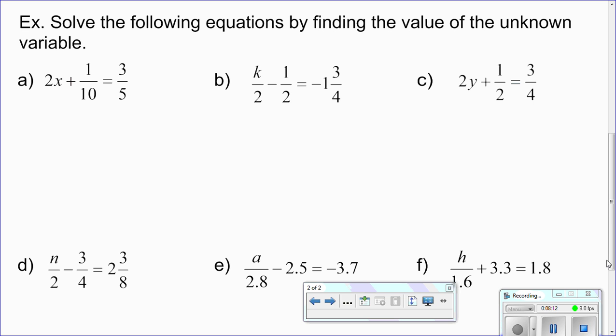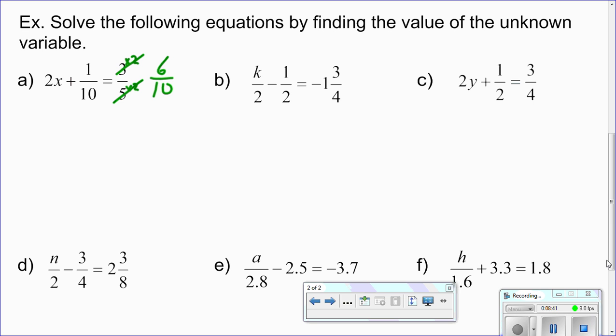Okay, so 2x plus 1/10 equals 3/5. I'm going to solve this one as fractions. I'm noticing that the denominator is 10, so I'm actually going to change the 3/5 into a denominator of 10. So I'm going to multiply by 2 and get 6 out of 10. Okay, so 2x plus 1/10 equals 6/10. Same value, equivalent fraction, just with the same denominator now.